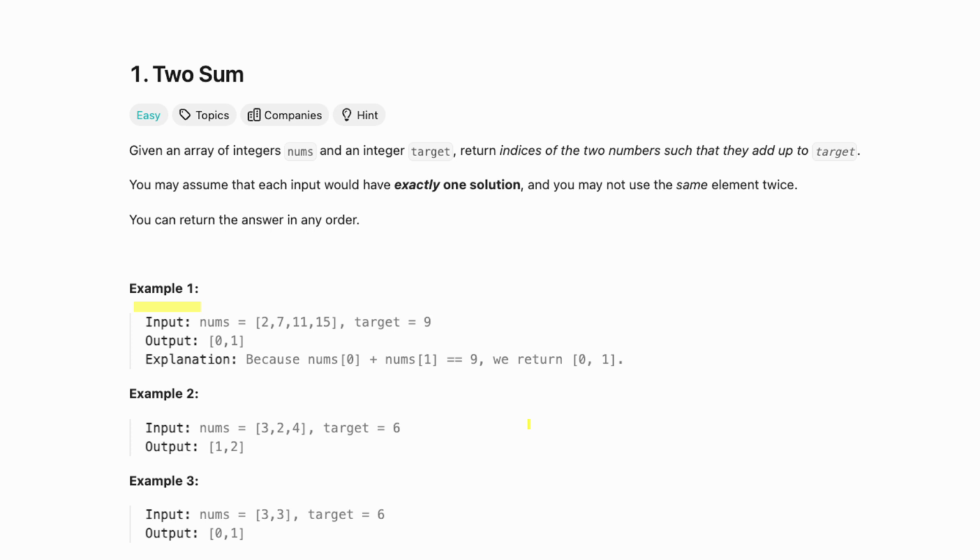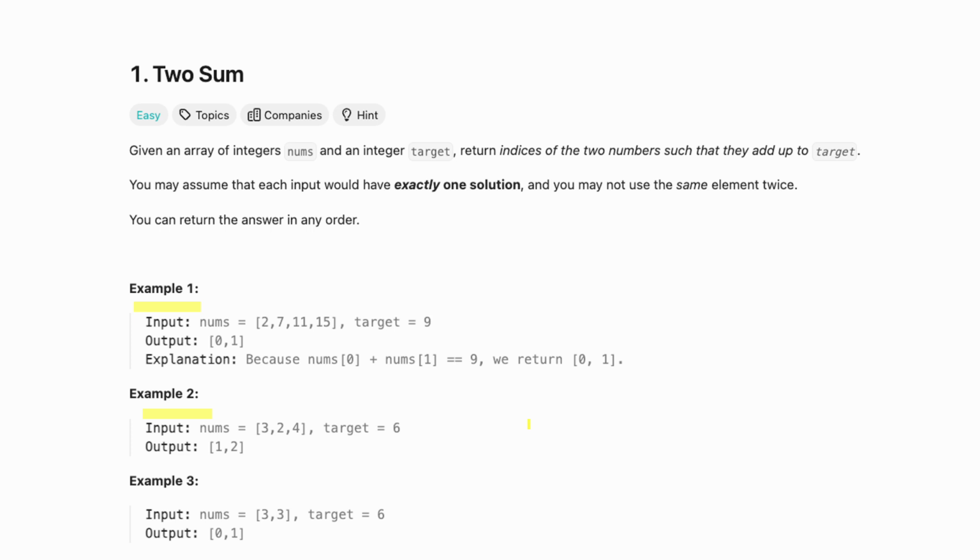Example 1. Nums is 2, 7, 11, 15. Target is 9. Output is 0, 1 because nums of 0 plus nums of 1, which is 2 plus 7, is equal to the target, which is 9. Let's go over example 2. Nums is 3, 2, 4. Target is 6. Output is 1, 2 because 2 plus 4 is equal to 6.